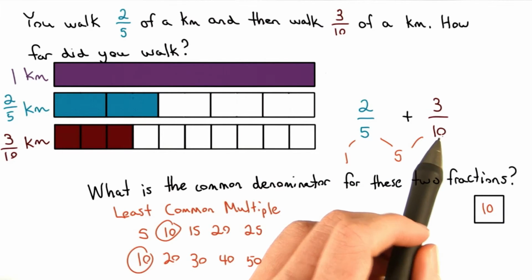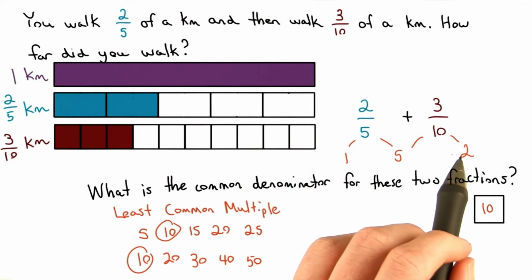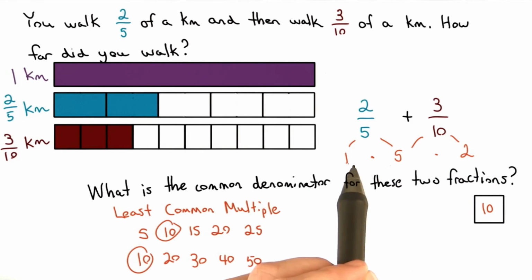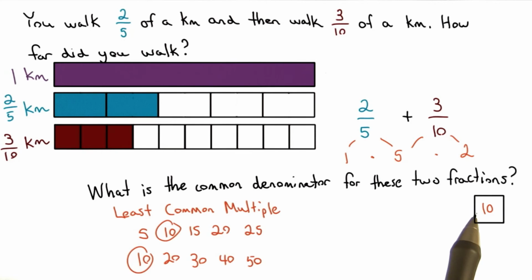The other factor of 10 has to be 2, because 5 times 2 makes 10. If I multiply all these numbers together, 1 times 5 times 2, I get 10. Either way, I can still find the common denominator.